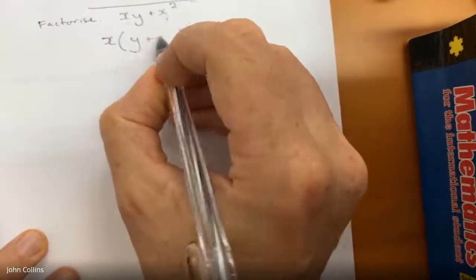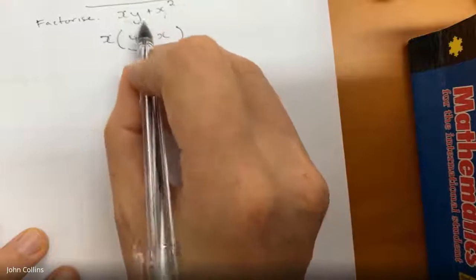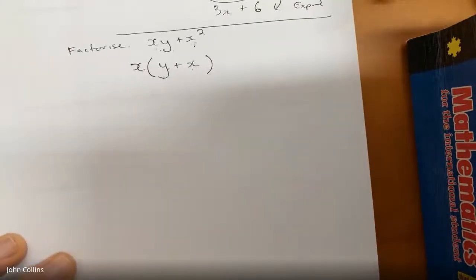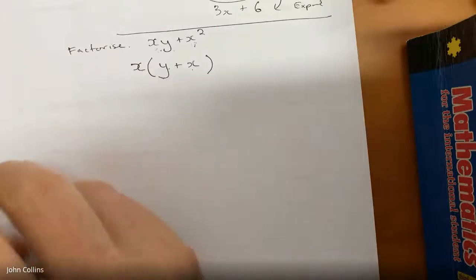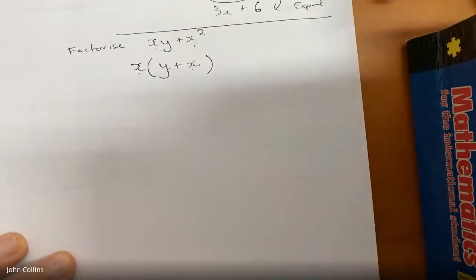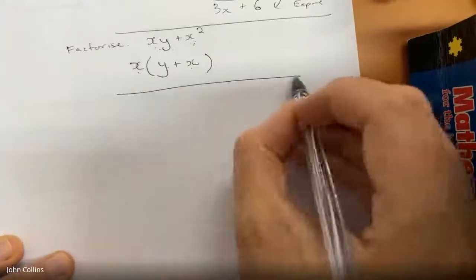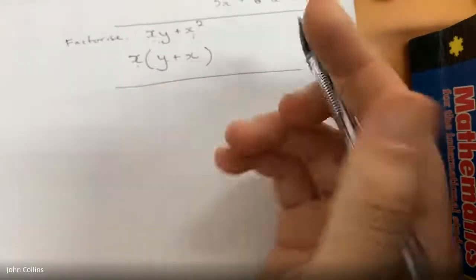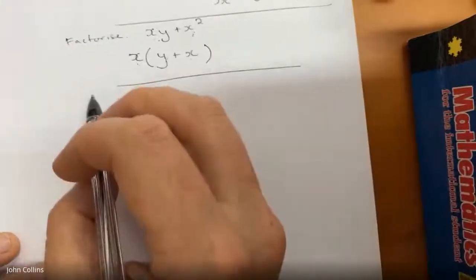x times y gives xy, and x times x gives x squared. And that is this, factorized. And you could check just in your head, x times y gives xy, and x times x gives x squared. Okay, so factorizing is the opposite to expanding. I'll say that again and again.